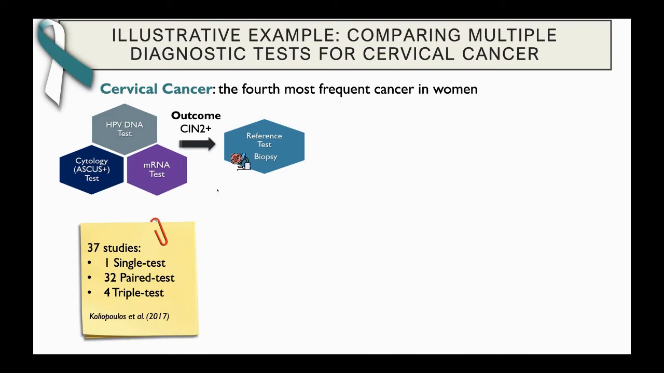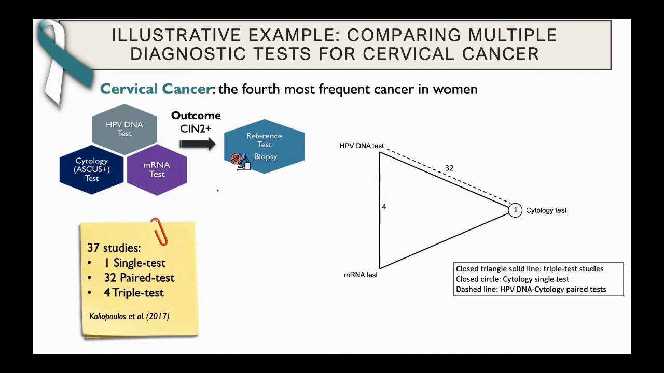For our assessment, we aim to apply the aforementioned methods to all the empirical datasets that we have located in our search and to infer on the strengths and limitations of the methods. As an illustrative example, we compare 3 tests for detecting cervical cancer and CIN2+, with the gold standard, the biopsy. The network that you can see here includes 1 study assessing the cytology test alone, 32 studies comparing cytology and HPV DNA tests, and 4 studies comparing cytology versus HPV DNA versus the mRNA test.